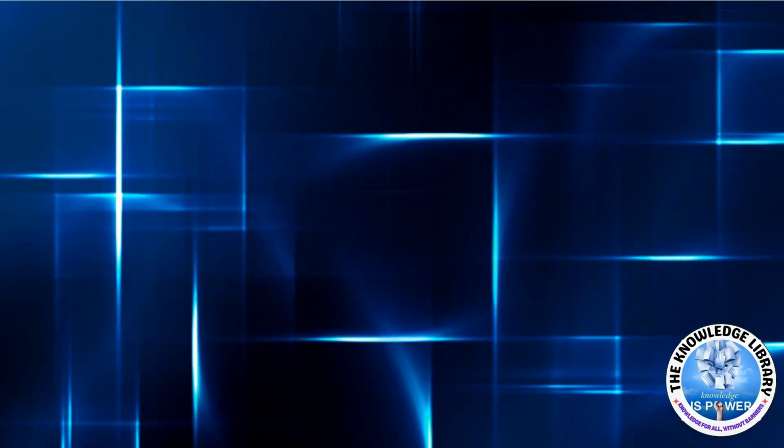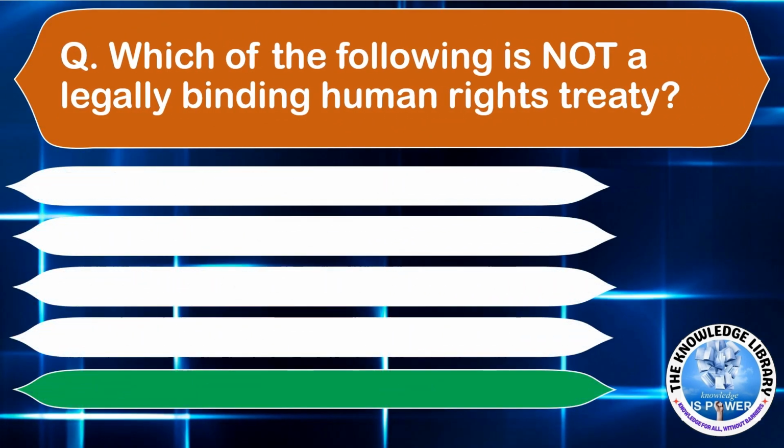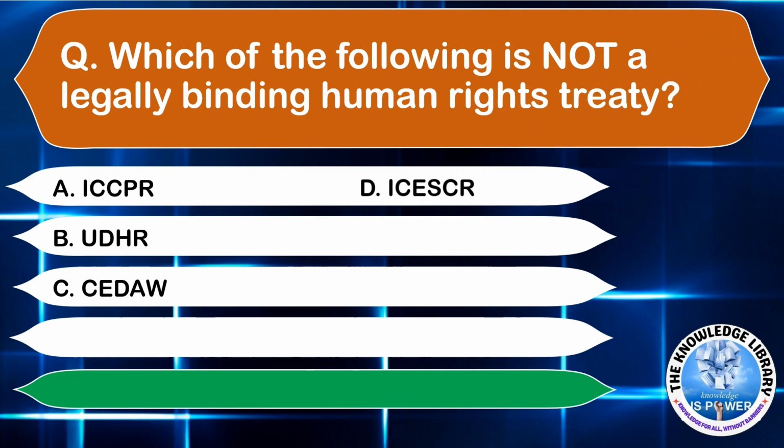Next question is, which of the following is not a legally binding human rights treaty? Option A, ICCPR. Option B, UDHR. Option C, CEDAW. Option D, ICESCR. Correct answer is option B, UDHR.